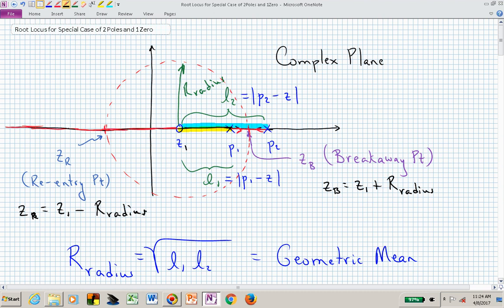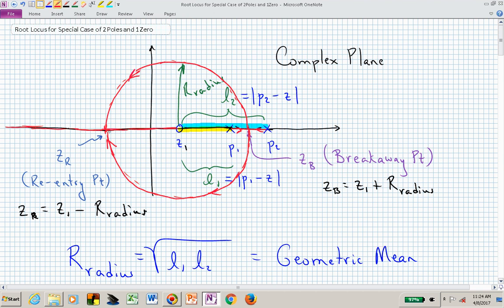So if we now have two poles, real poles, to the right of a zero, a real zero, we can now compute this breakaway point by simply finding those two lengths and computing their product and taking the square root. That now gives us this radius, r radius. The r radius will now be moved relative to the center of our circle of the root locus. So this isn't dashed anymore. This is actually now should be our root locus sketch, which gives us our closed loop poles as we adjust the gain K in our system.